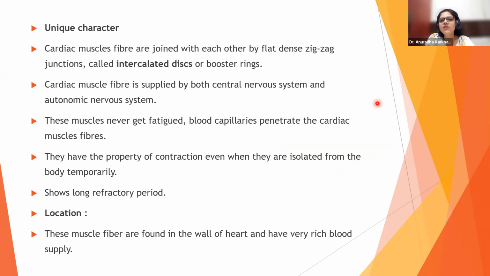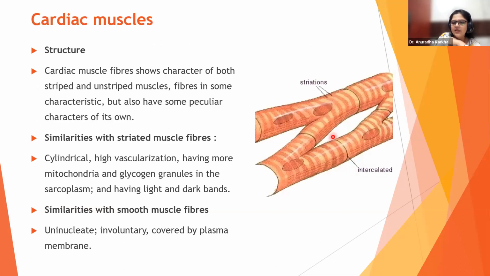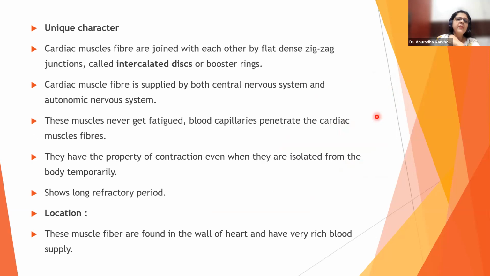Cardiac muscle fibers are joined with each other by flat, dense, zigzag junctions called intercalated discs. You can see over here, these are the intercalated discs, the black ones, the rings you see. They are also called booster rings. Cardiac muscle fiber is supplied by both CNS and ANS. These muscles never get fatigued.